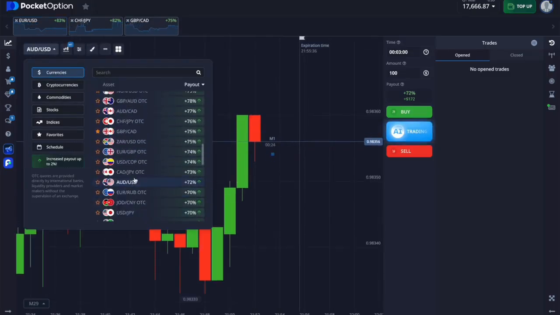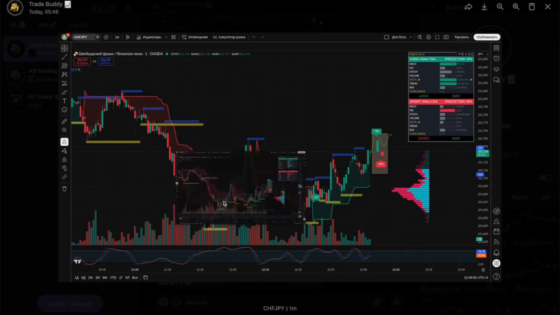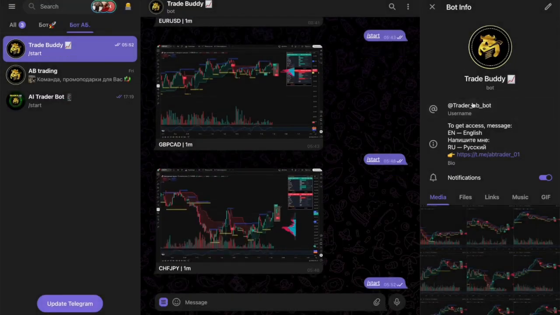That's how I work. Australian dollar to US dollar, click on start, switch to the bot. Here it is, free of charge. Set it up.